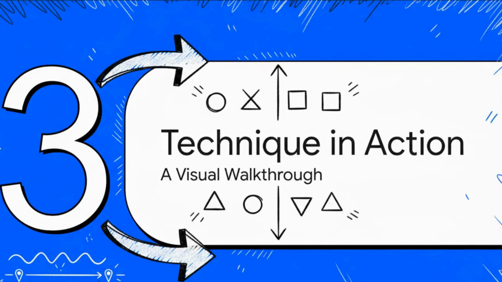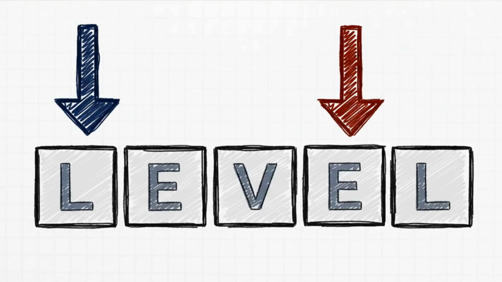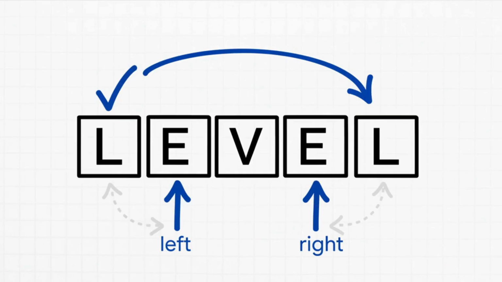Okay, theory is great, but let's see this baby in action. We're going to use that opposite ends pattern to solve a super common problem, checking if a word is a palindrome. So our test subject is the word level. What we're going to do is stick one pointer, our left pointer, at the very first L, and we'll put our right pointer all the way at the other end on the last L. The game is simple. We check if the characters they're pointing to are the same, and then we move them closer. All right, first check.